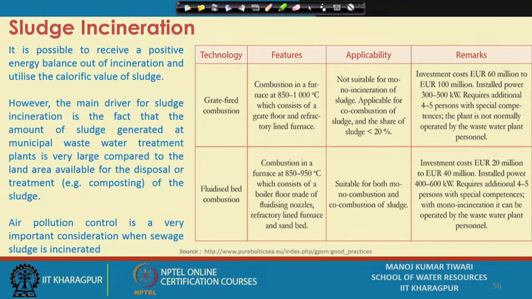However, the main driver for incineration is, even though the sludge is dried, still there is a lot of mass of the sludge, and if you want to put it onto the landfill or for composting purpose or land disposal, then there is a requirement of a very large area, which is very difficult to find in the cities or urban space. So, that is why it can be incinerated, so that the volume also reduces and just a little ash is left and the rest of the things go off.